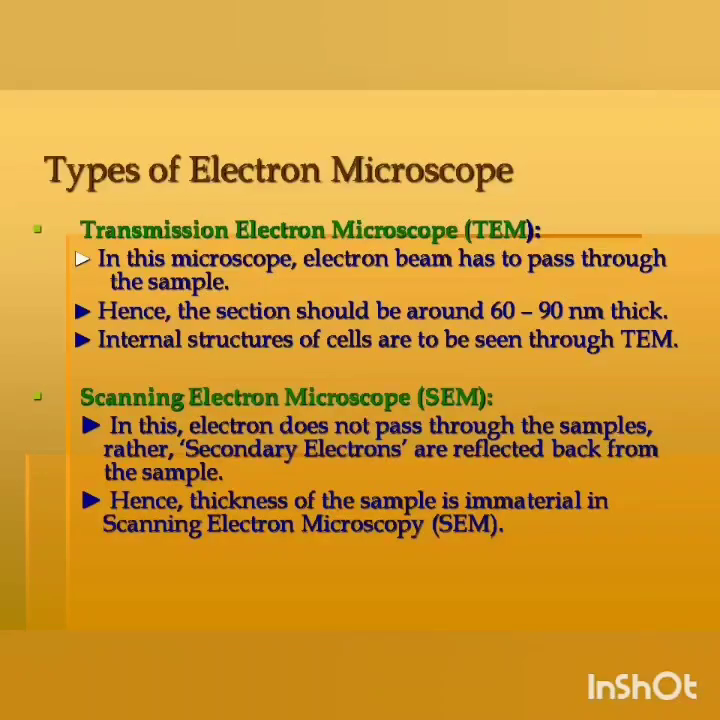The two types of electron microscope, that is scanning and transmission, have different purposes and also work on different principles. In the transmission electron microscope, the electron beam has to pass through the sample, hence we need highly fine sections for studying. In the case of scanning electron microscopy, the surface details are studied, so here the thickness is immaterial.